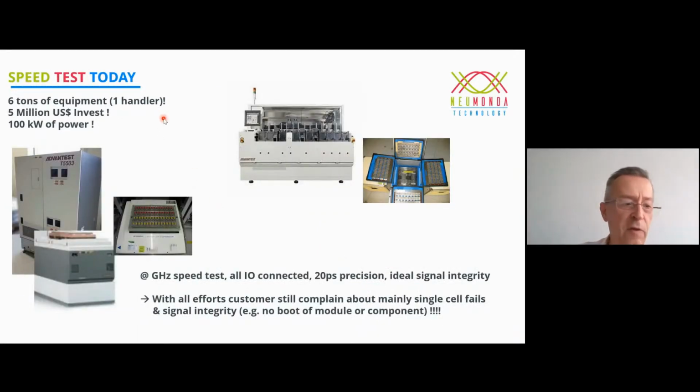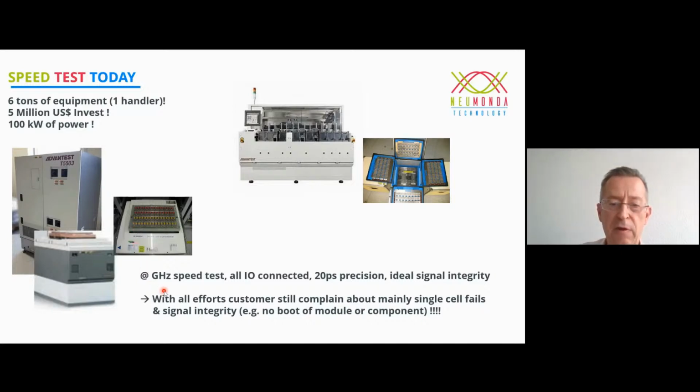So after array testing, you go to speed testing. The most expensive tester today costs $5 million US, also consuming a lot of power. Because it's so expensive, typically only a single test head, not as much parallelism, because in final speed testing you need to activate all I/O. You must make sure that your complete memory semiconductor is functional, so all I/Os must be active.